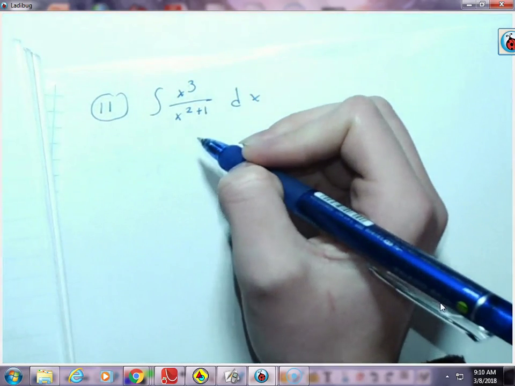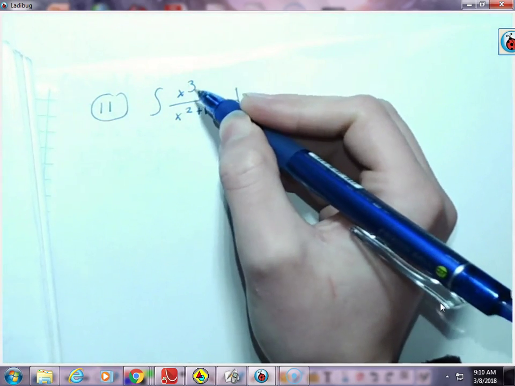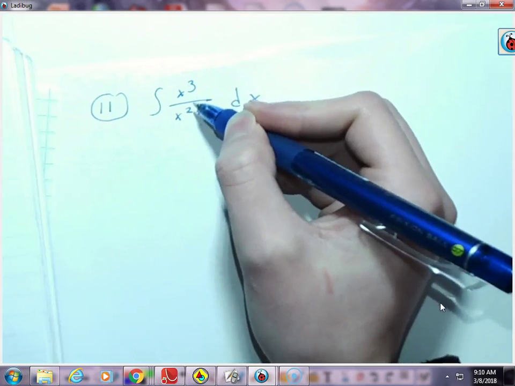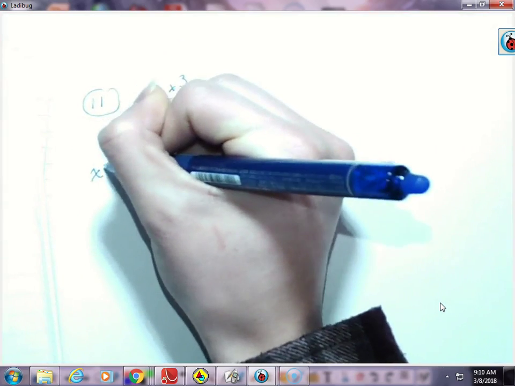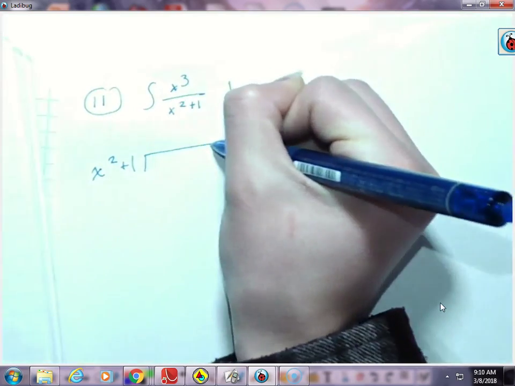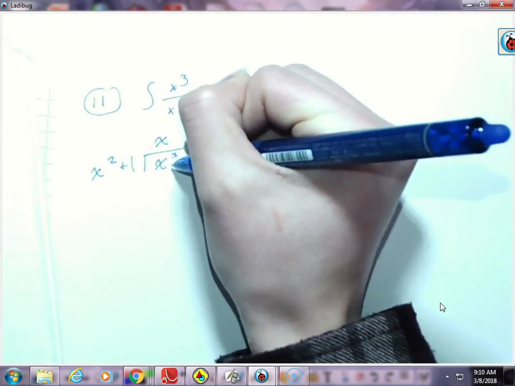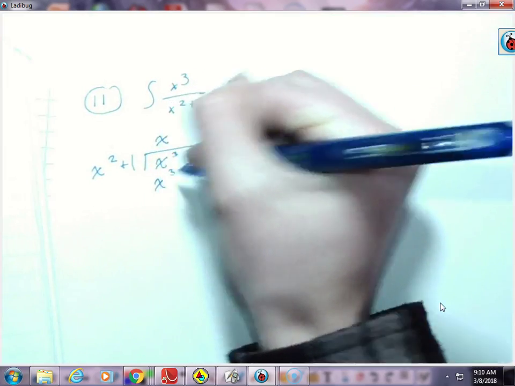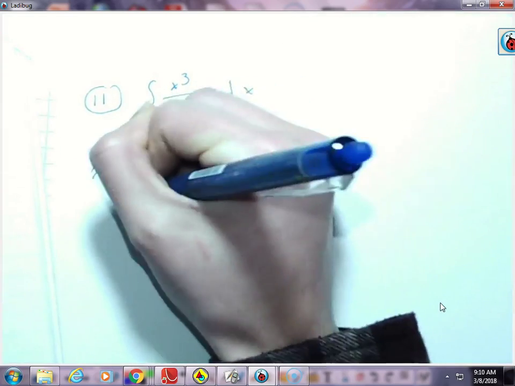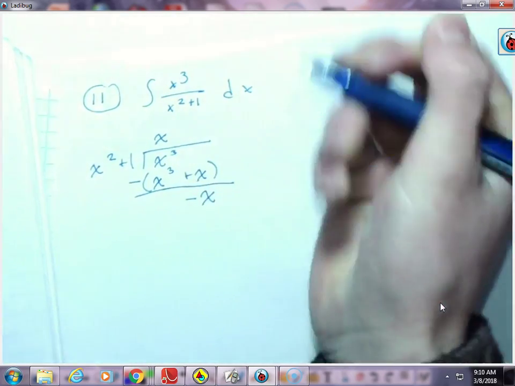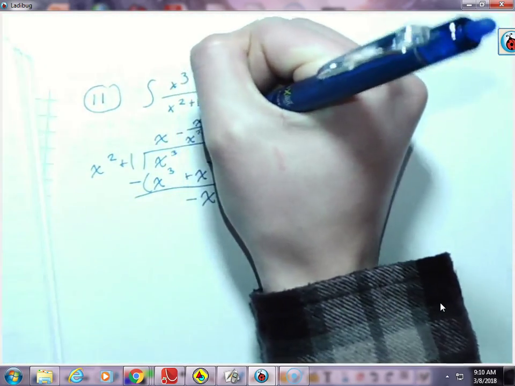Okay, so number 11, because the numerator has an exponent that is higher than the denominator, you have to divide it. And so you just have to multiply this times x to get x cubed. And so the remainder is negative x. So you subtract x over x squared plus 1.